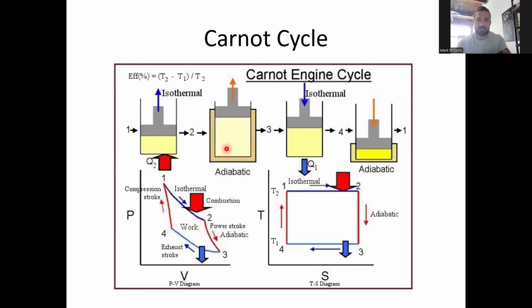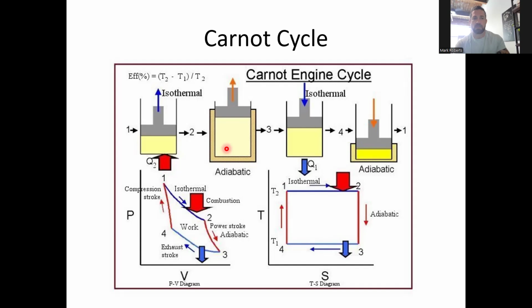Okay, so first let's go through the Carnot cycle. You may have seen this a while back, or at least in your thermal class, also in your physics class. But this is a hypothetical cycle that's based on an ideal gas. And in this process, it shows us how we can convert heat into work.